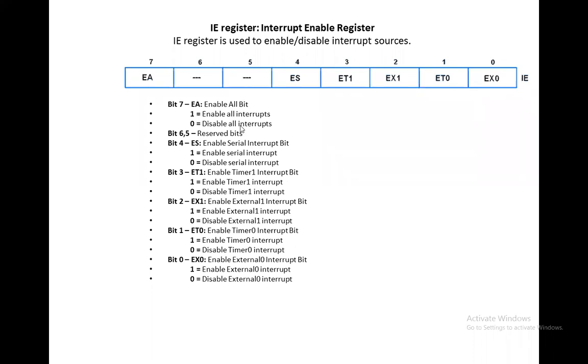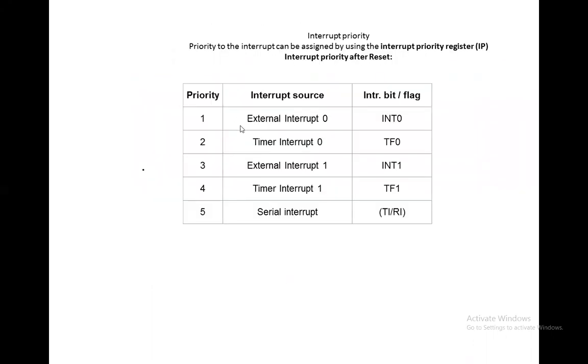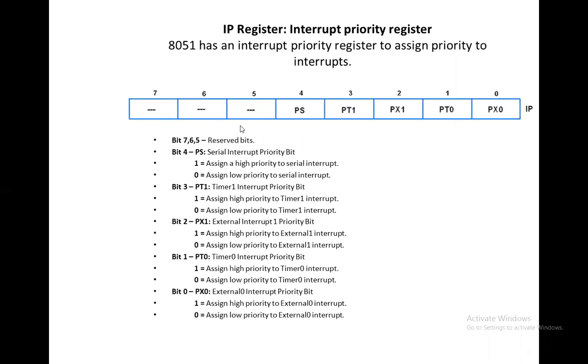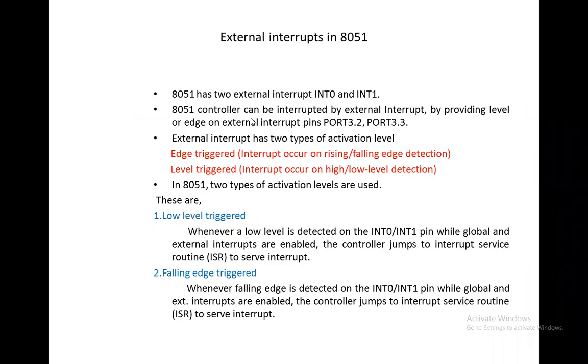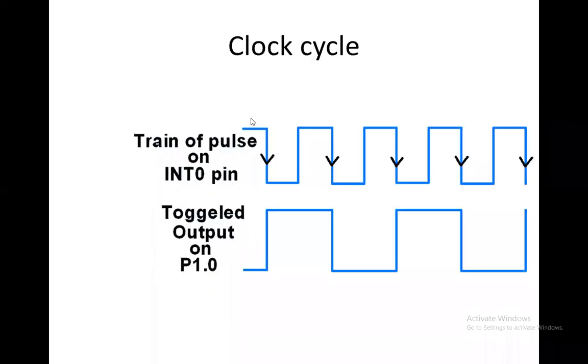Last lecture we also discussed the interrupt priority register and the interrupt enable register. There are five interrupts, and we discussed the five interrupts. Then we discussed the triggering levels. What are the triggering levels? Low level triggering, high level triggering, falling edge triggering, and rising edge triggering. We discussed these points also.